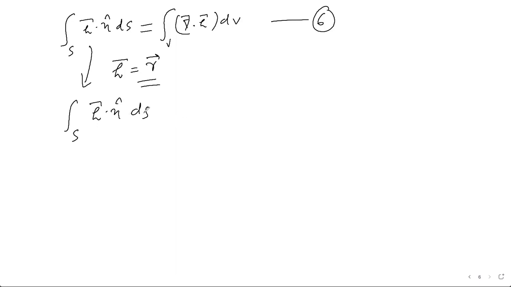If I say my H is given by the vector R, I just want to calculate this thing, R dot dS. So can someone tell me the answer? What will be the answer of this? Sir, 3V. Yeah, so how do you do that? Sir, I have taken the dot product between del and H.